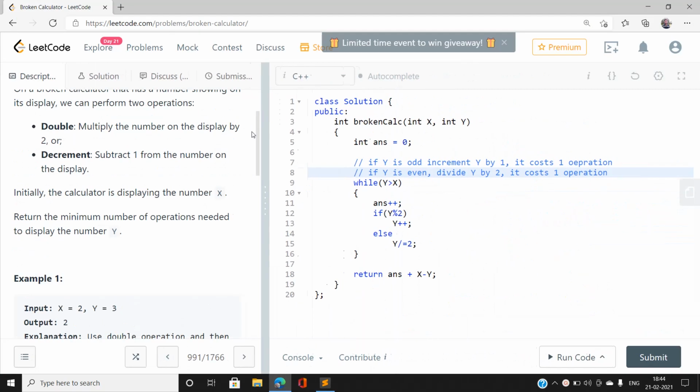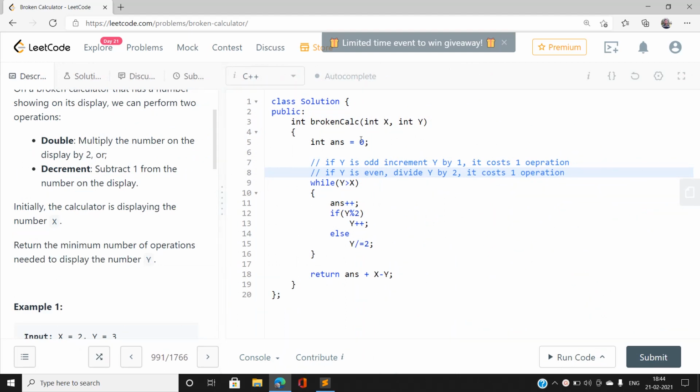Okay, I have taken my answer as 0 initially. Note that I am converting y to x. So if y is greater than x, we can do two operations. What are these two operations? Note that if y is greater than x, I always have to do operations, so I am going to increment my answer every time. So if y is going to be odd, the best possible way is to increment y by 1, else we are going to divide y by 2 each time.